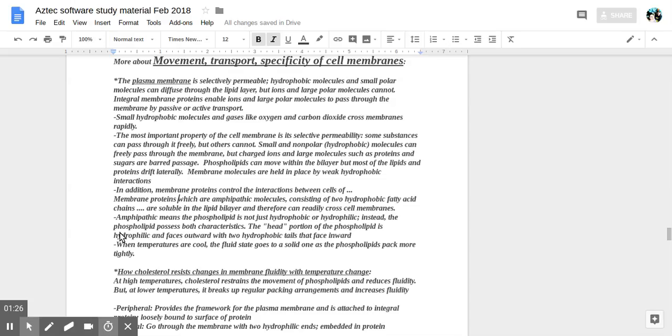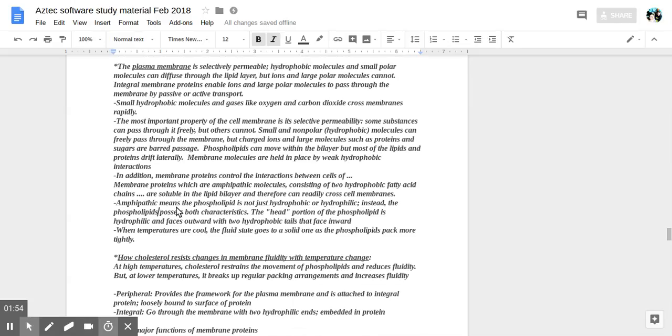Instead, the phospholipid possesses both characteristics. The head portion of the phospholipid is hydrophilic and faces outward, with two hydrophobic tails that face inward.